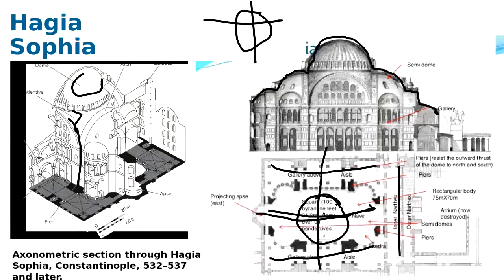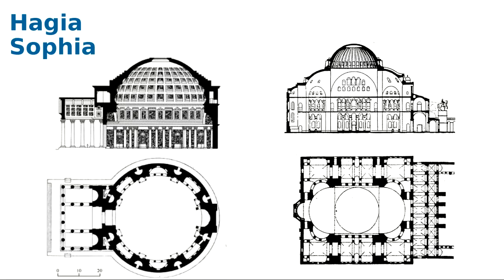The gallery is another place. We talked about the clerestory, but the gallery is another thing that allows more light to come into this building. Again, we're comparing it to the Pantheon, because the Pantheon was basically the standard. But now look at these floor plans and these sections. What do you notice the most?